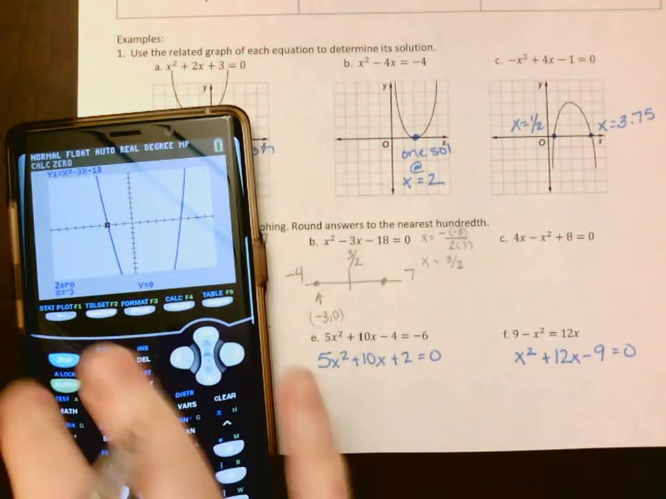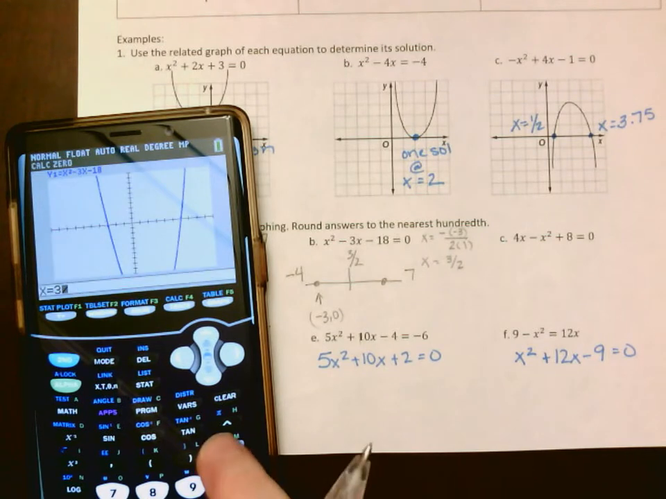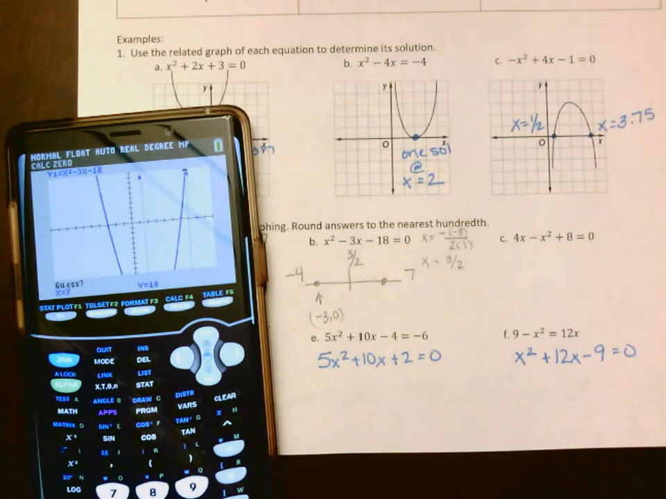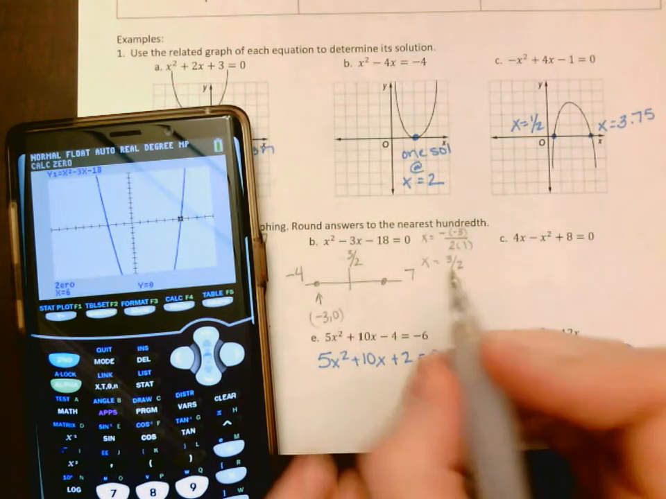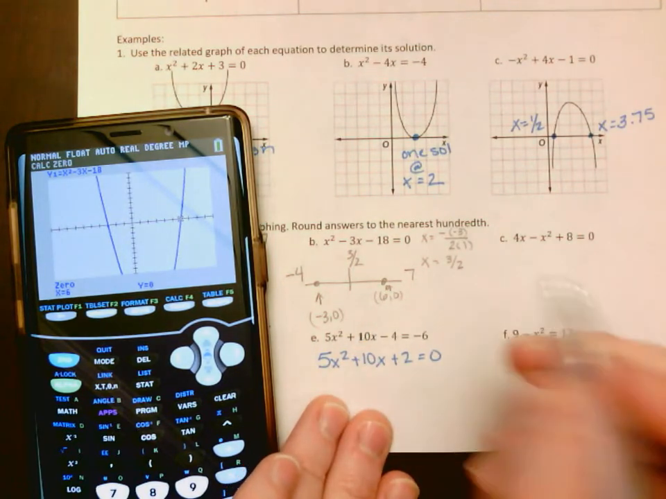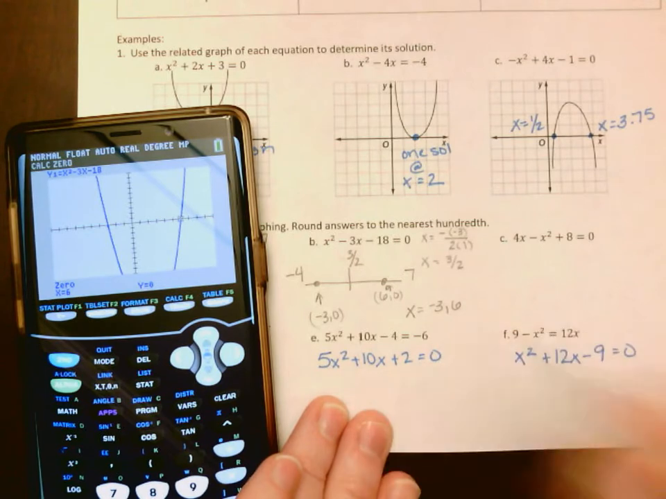This one here, second calc, 2. So 3 divided by 2 again. And then like I said, I'm going to pick 7 for my right bound. Hit enter. And I get my other answer of 6 comma 0. So that's where my answers are. So my answer is x equals negative 3 comma 6.